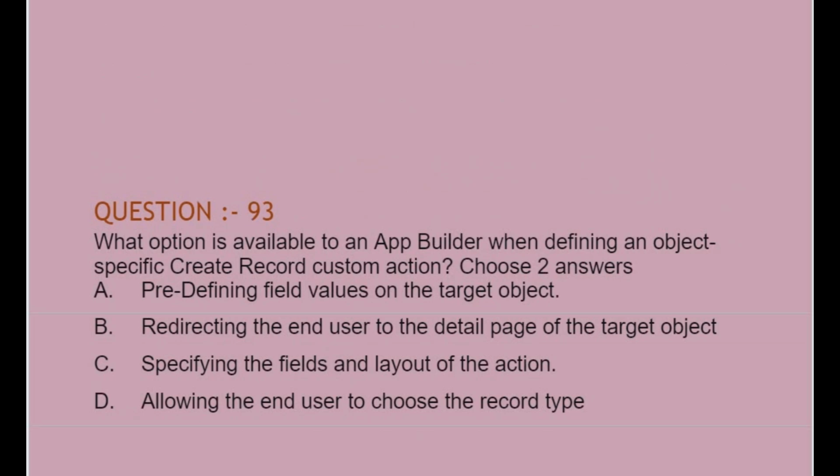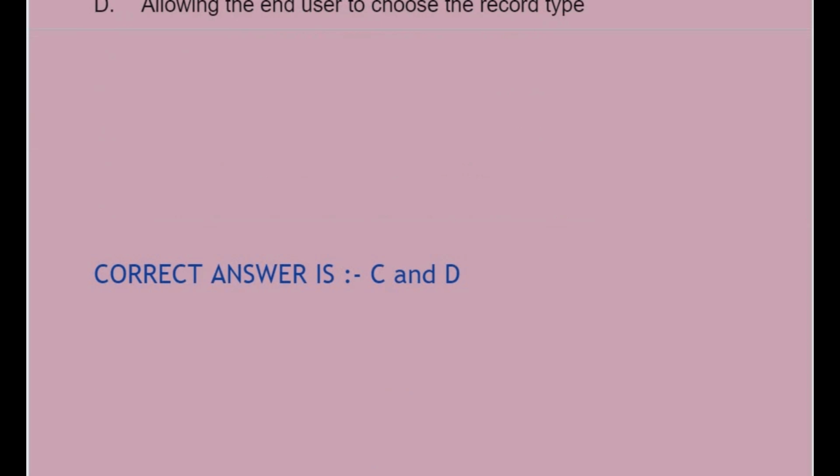Question is what option is available to an app builder when defining an object specific create record custom action? Choose two options. Option A predefining field values on the target object. Option B redirecting the end user to the detailed page of the target object. Option C specifying the fields and layout of the action. Option D allowing the end user to choose the record type. Correct answer is option C and option D.